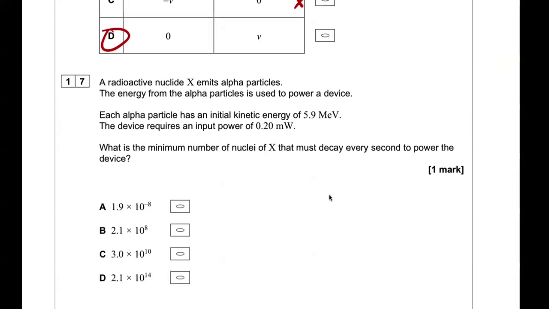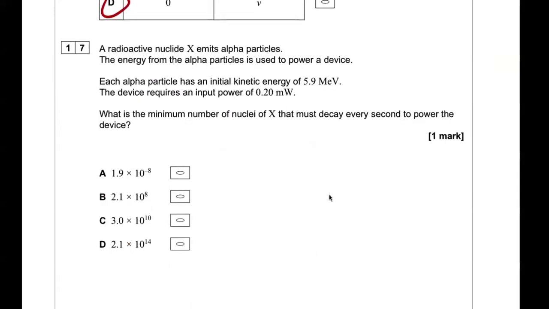A radioactive nuclide X emits alpha particles. Energy from the alpha particles is used to power a device. Each alpha particle has an initial kinetic energy of this much. Device requires an input power of this much. What is the minimum number of nuclei that must decay every second, right? Okay, so this is the power, 0.2 milliwatts. This is 5.9 mega electron volt.